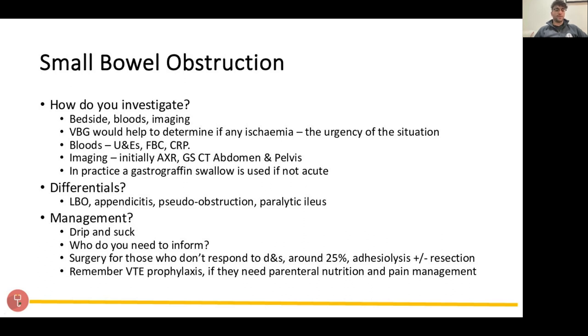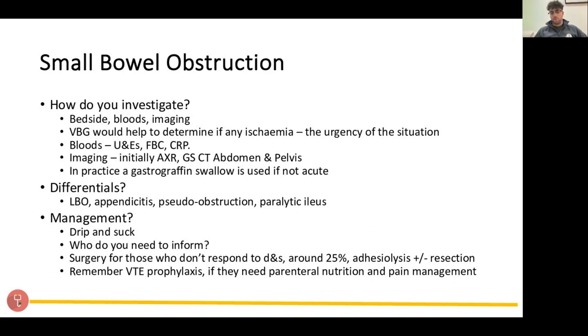Your differentials that you'd consider are a large bowel obstruction, appendicitis, pseudo obstruction, and a paralytic ileus. Again, the pain location might help guide you as to whether it's an appendicitis, whether the constipation is present will help guide you for a large bowel obstruction. A pseudo obstruction is essentially like saying that you've got an extreme constipation and poor gastric motility, and a paralytic ileus is post-surgical. So again, the background of the patient will help guide you in this direction.